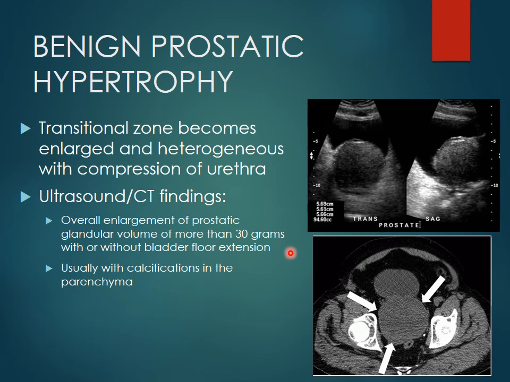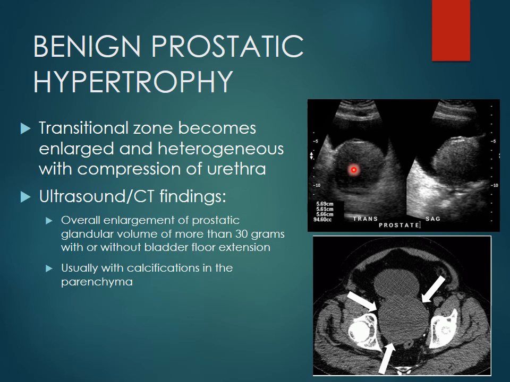I would also like to discuss BPH or benign prostatic hypertrophy. This condition is common in male patients, age 50 and above. This would happen when the transition zone of the prostate gland would become enlarged and heterogeneous. This would lead to compression of the urethra. This is also the reason why the most common complaints of patients with this condition would be dribbling of urine, increased urinary frequency, or an incomplete emptying of the urinary bladder.